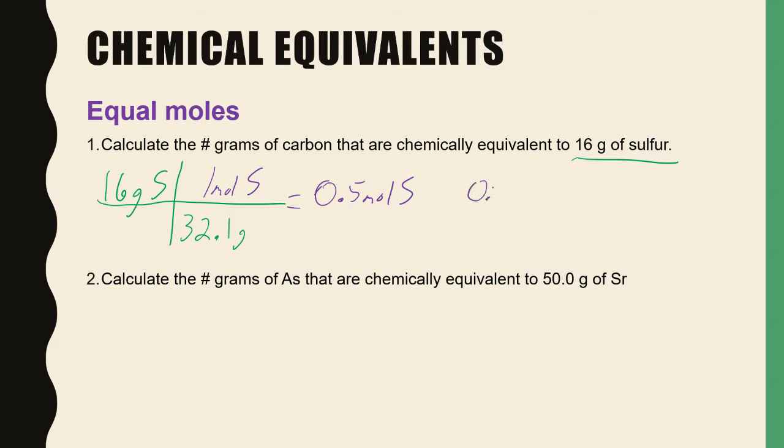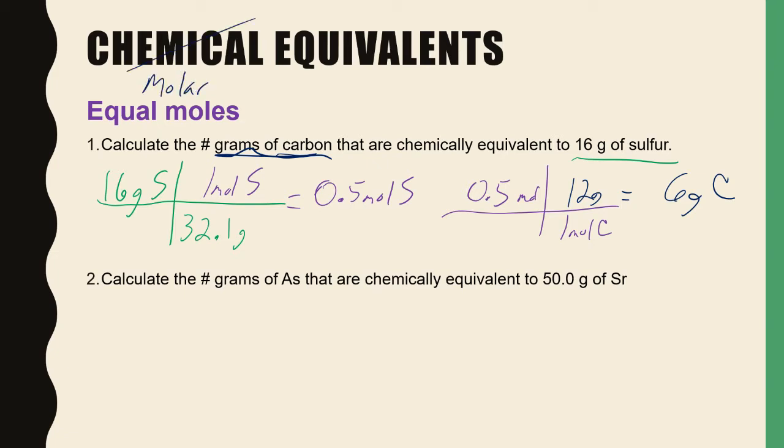Well, how many grams is half a mole of carbon, which is the other thing it's asking here. So, right, what's the grams of carbon? So you're going to do 0.5 moles. And now you know for every 1 mole of carbon, there's 12 grams. And so that'll be 6 grams of carbon. So 16 grams of sulfur is the molar equivalent of 6 grams of carbon. So I usually call these molar, and in fact, that's what people in industry call them, but they're calling them chemical. So be aware.